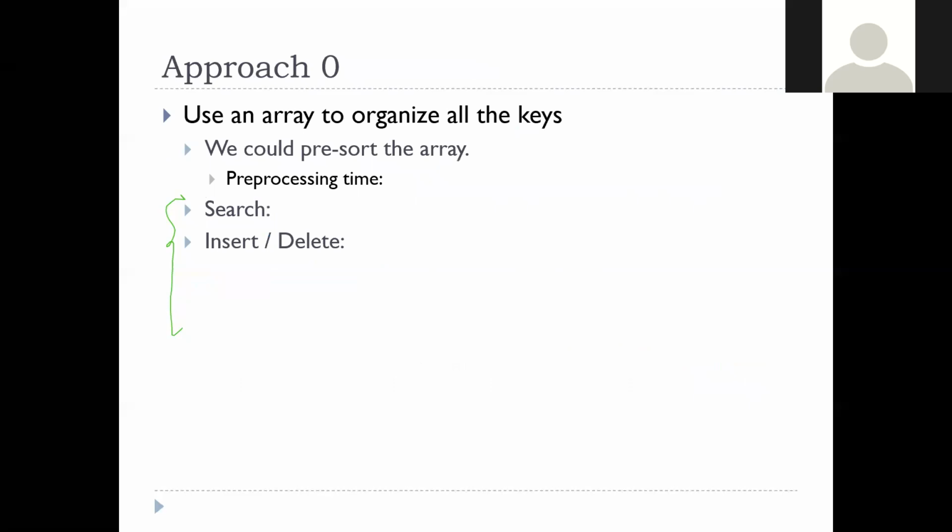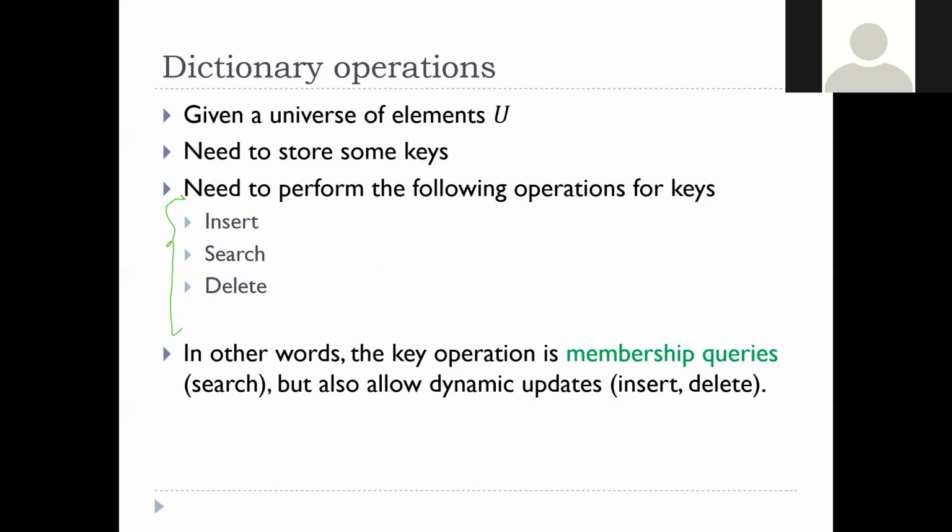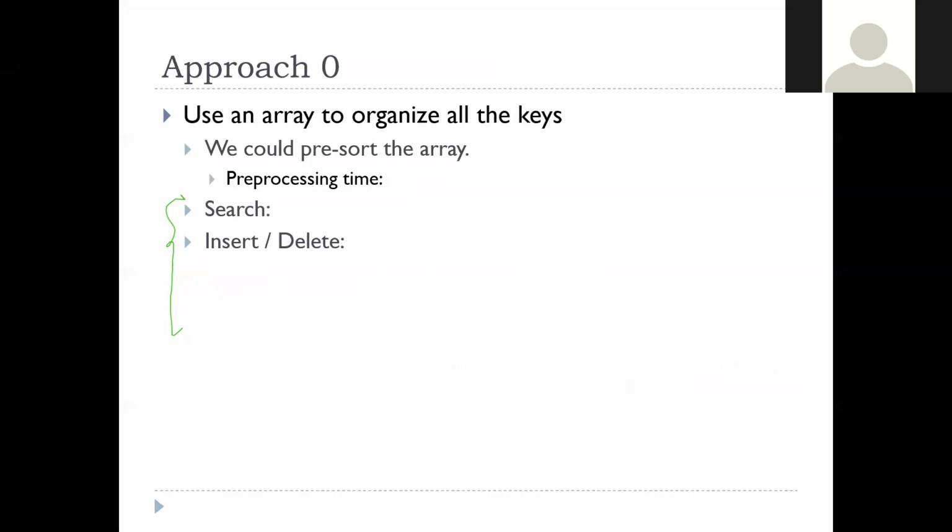Okay, let's suppose this is what we want to do, and in general, based on what we already learned, what can we come up with? How can we handle these operations? Okay, so here's the first very simple approach called approach 0. What I can do is use an array to organize all the keys that you want to store.